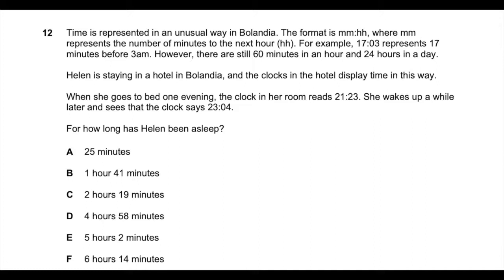The correct answer is D because of the following. There would be exactly a 5-hour gap between 21:23, 21 minutes to 11 p.m., and 21:04, 21 minutes to 4 a.m. Therefore, Helen has been asleep 2 minutes shy of 5 hours, as 23:04 is 23 minutes to 4 a.m. as opposed to 21 minutes to 4 a.m. Therefore, Helen has been asleep for 4 hours and 58 minutes and option D is correct. This question can also be tackled by converting the time format into the more standard hour then minute display and working out the difference between these two times.